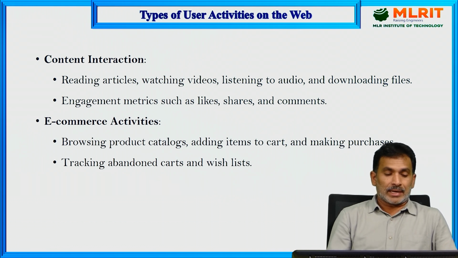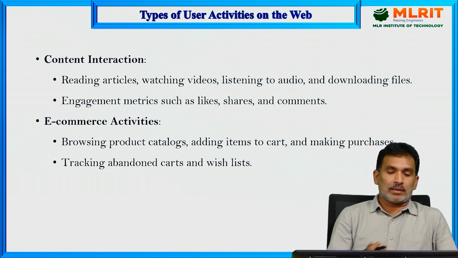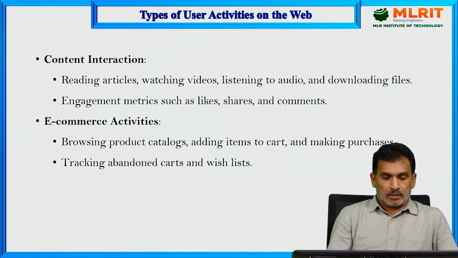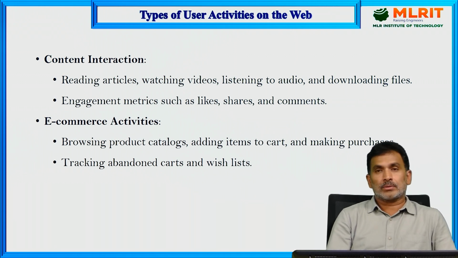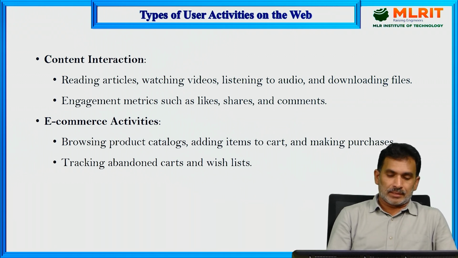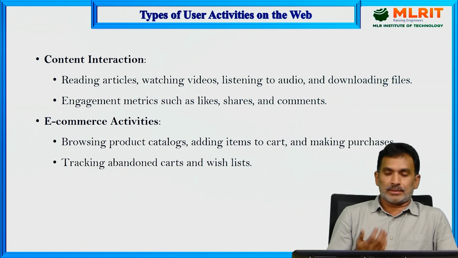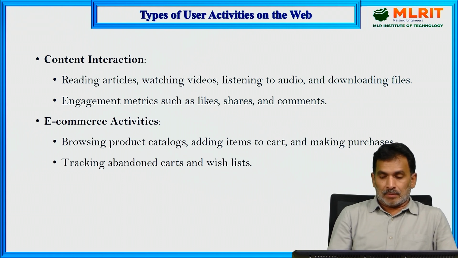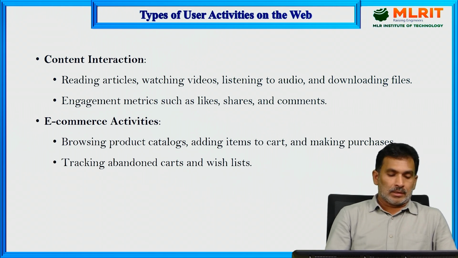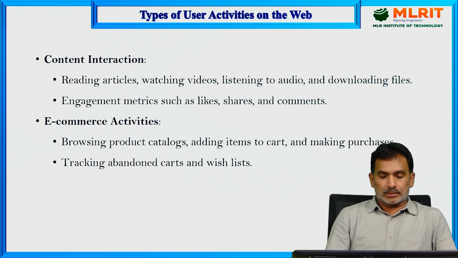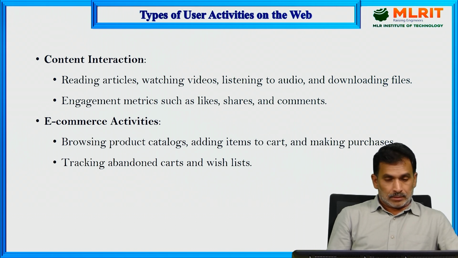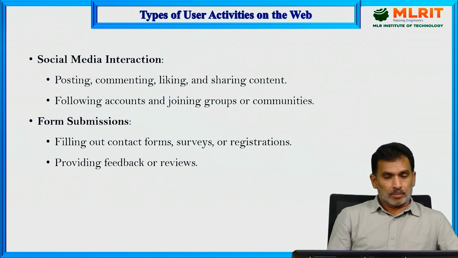And e-commerce activities like browsing product catalogs. There are many e-commerce websites. So if you want to purchase a product, then we browse the different products. We apply different filters, based on the color, the quantity, the brand, and the price, we apply the filters. We browse the different categories before making the purchases. Next, tracking abandoned carts and wish lists. This is another e-commerce activity done by the users.